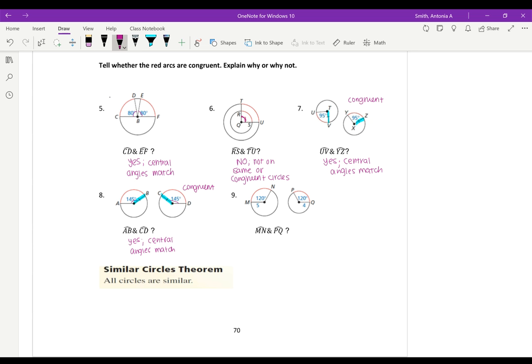And then finally, number 9, MN and PQ. So first we need to check same circle or congruent circles. They're not on the same circle. Are they congruent? This radius is 5 and this radius is 4. These are not congruent circles. So I cannot say that those arcs are the same. So no, it's not on the same or congruent circles.